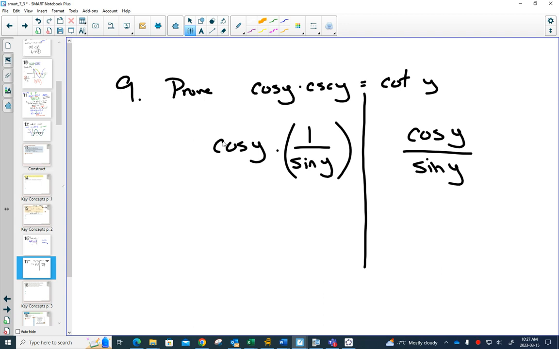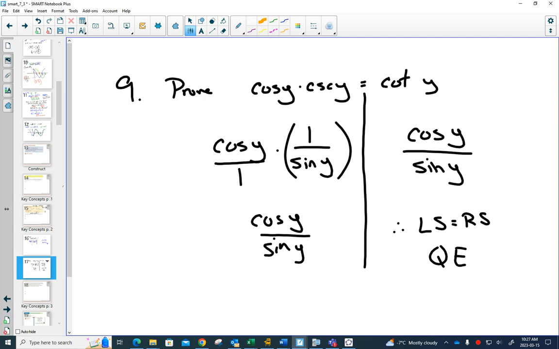And just by changing things to sine and cos, it might be like, ooh, I feel like I'm getting close. But on the left-hand side, I don't have a single fraction yet. I have a fraction multiplied by a fraction. Well, how do you multiply fractions? You multiply the tops, you multiply the bottoms. It's going to be really easy here to see that this is cos y over sine y. And now your left side and your right side are identical. So we write our statement that the left side is equal to the right side. QED. And we're done. Very nice.